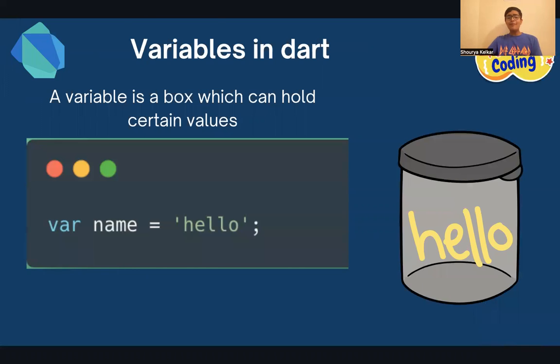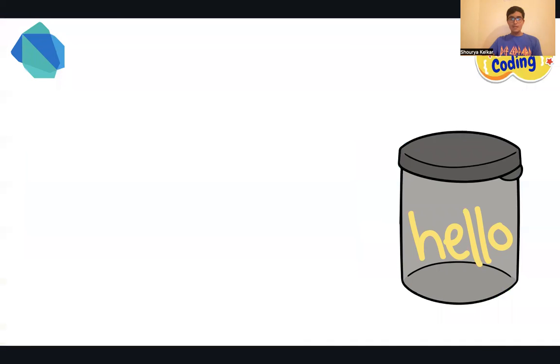A variable is a box that can hold certain values. You've got var, which is the keyword here for variables in Dart. Name is equal to hello, which is the data. You've got a box, and hello is the data. If you say a box of sweets, the sweets are the data. If you want to know more about variables in computer programming, then check out my previous video on basics of programming.